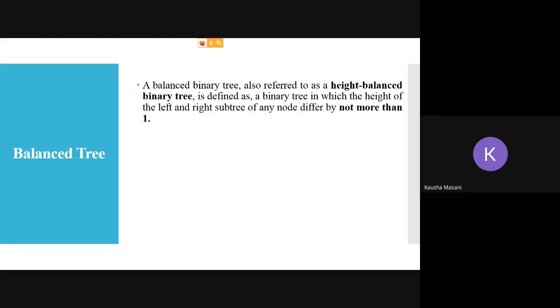Okay, so if I formally define it in a bookish way, then your balanced binary tree or height balanced binary tree is a binary tree in which the height difference between the left subtree and the right subtree will differ not more than 1. Okay, so there is a range. It can be either -1, it can be 0, or it can be 1. That is the range. Okay, it cannot go to -2, then you have to rebalance.